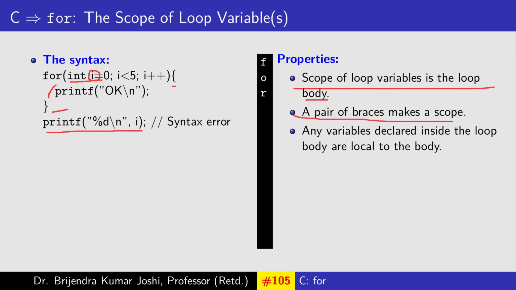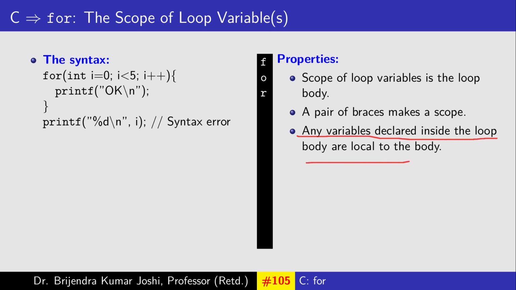A pair of braces makes a scope. Remember, anywhere in the code, if I make use of a pair of braces, an opening brace and a closing brace, it makes a scope. It need not be attached to any for loop, while loop, or function definition. Any variables declared inside the loop body are local to the body. Before printf or after printf, I can declare another variable, initialize it and make use of it. But outside the body of the for loop, that variable is gone. It means it is local to the body.